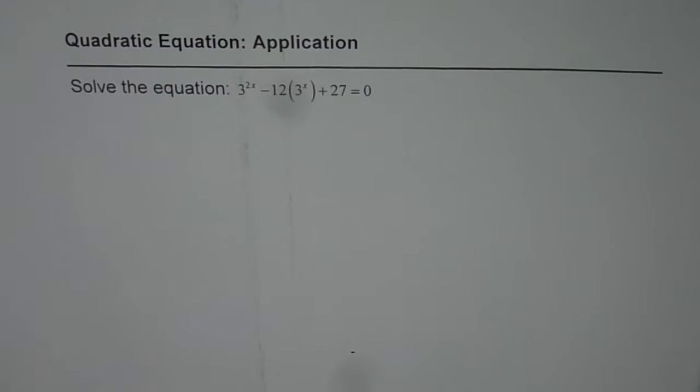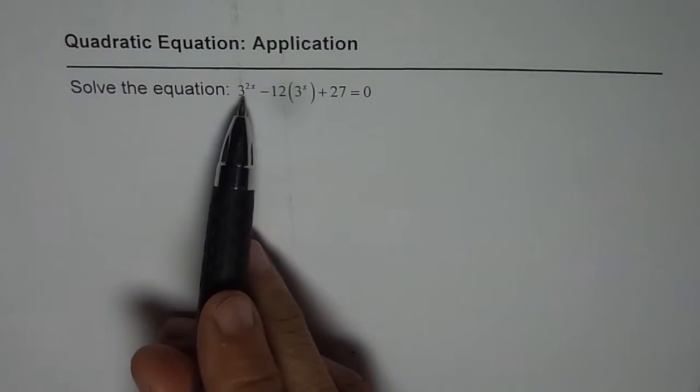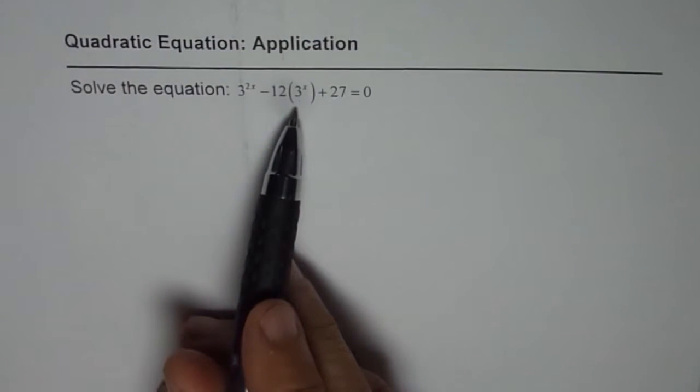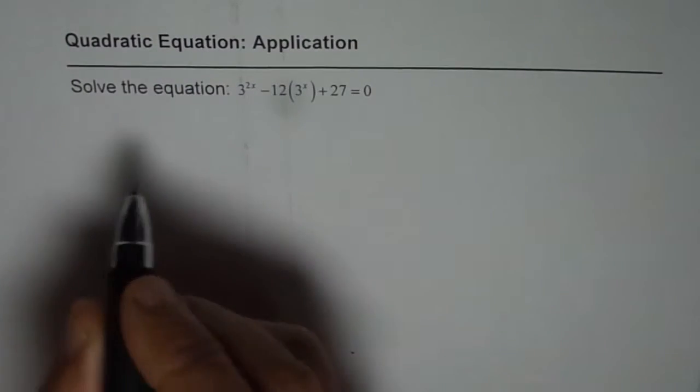I'm Anil Kumar, and in this video we have a challenging question on quadratic equations application. The question here is: solve the equation 3 to the power of 2x minus 12 times 3 to the power of x plus 27 equals 0. Let me rewrite this equation.